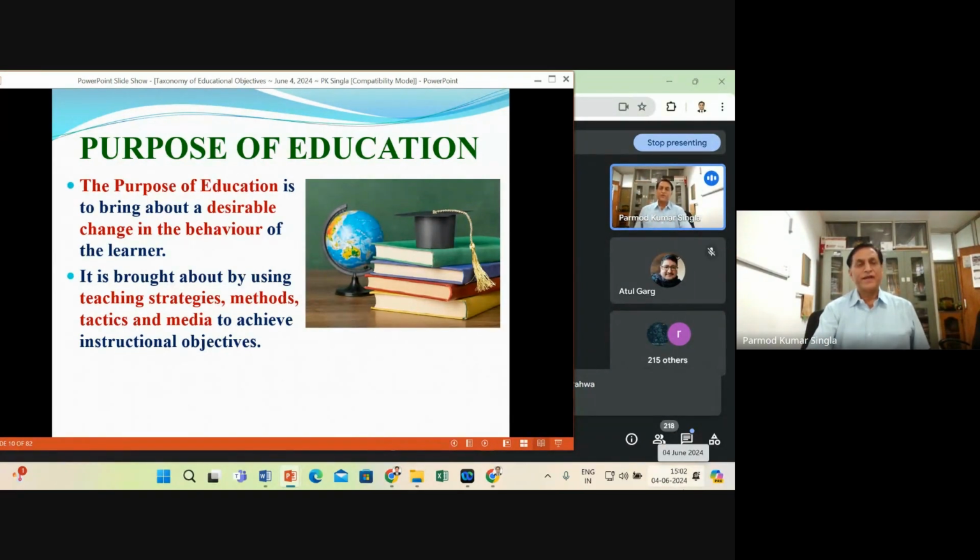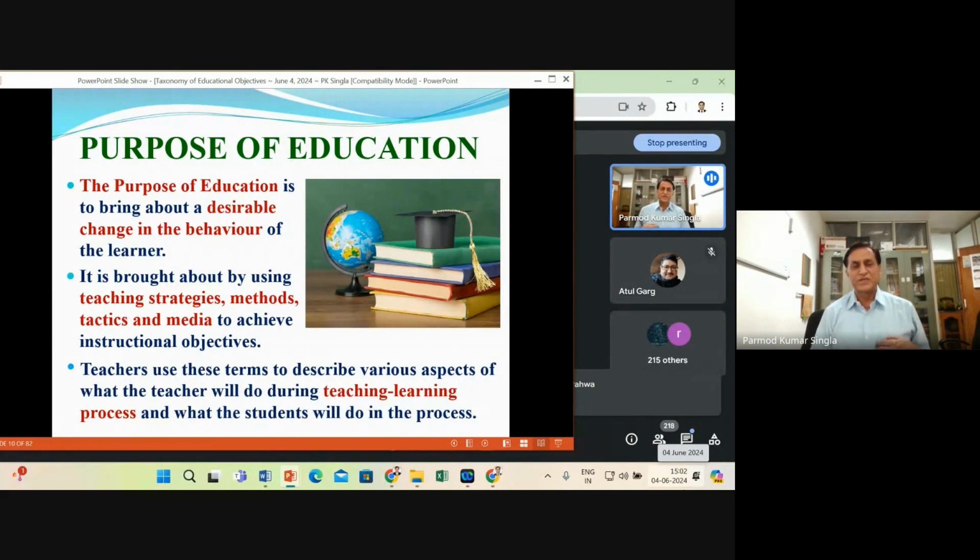Okay, coming to the next one, teachers use these terms to describe various aspects of what the teachers will do in the teaching learning process and what the students will do. Both of them have to be active. I give lectures on active learning, active communication, active listening nowadays. The students and teachers both have to be active in the class. In the discovery, the students are active.